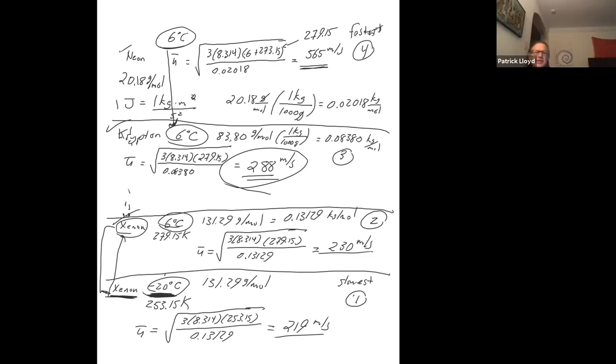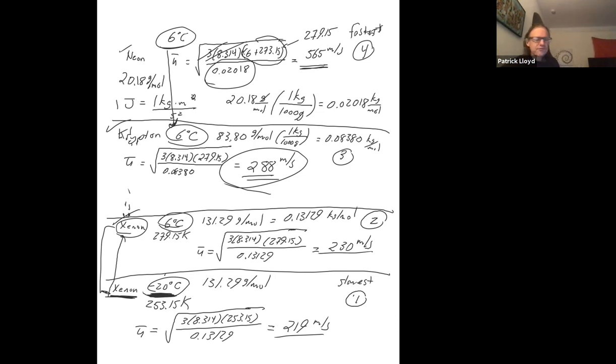Now you can be clever about calculations too, because you can say, look, if they just want me to rank it and not actually calculate the value, I could say that in each formula, 3 times R is the same. That doesn't affect anything. So you could just say, I'm not even going to use the 3 and the R. I'm just going to take temperature over molar mass. And whichever one, temperature over molar mass, is greater is going to be the fastest, right? And so that was what we would call semi-quantitative. You're not actually calculating the value, but you're calculating the ratio so that you can figure out which one is the fastest and which one's the slowest.